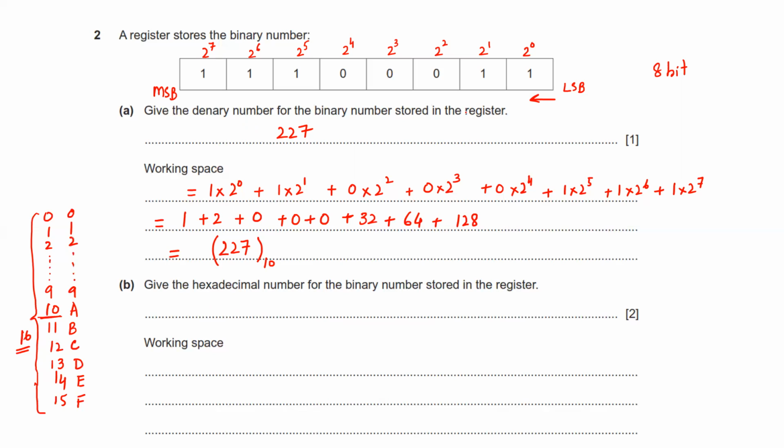Now on the working space, for hexadecimal, 16 numbers, 2 to power 4 is 16. So we make a set of 4 bits. So in the working space, we have 1, 1, 1, 0, 0, 0, 1, 1. So these are my 8-bit number. So starting from the least significant bit, I make sets of 4. So we are converting from base 2 to base 16.